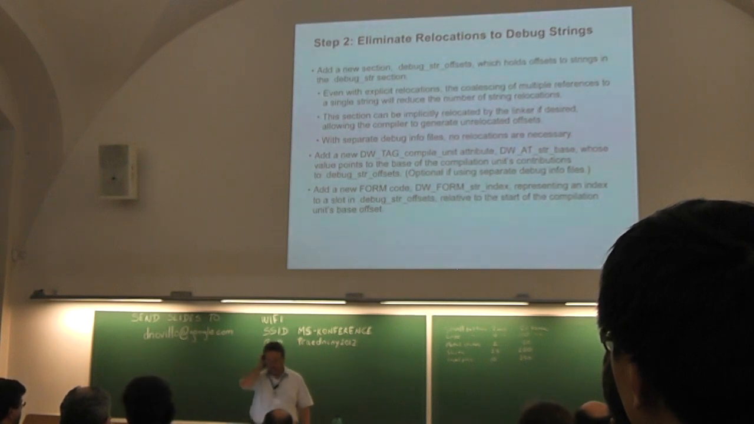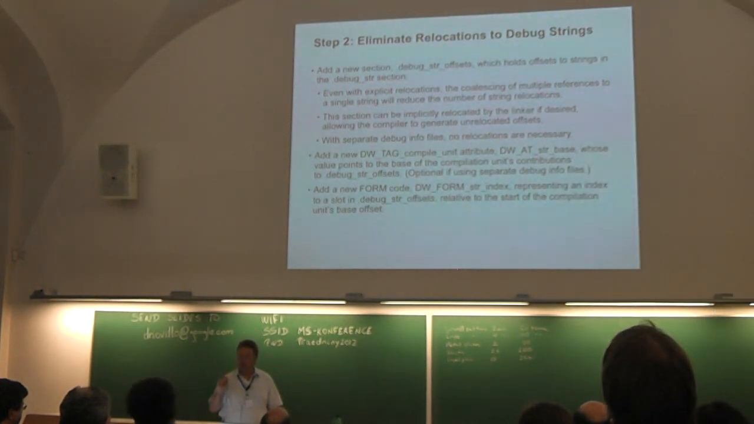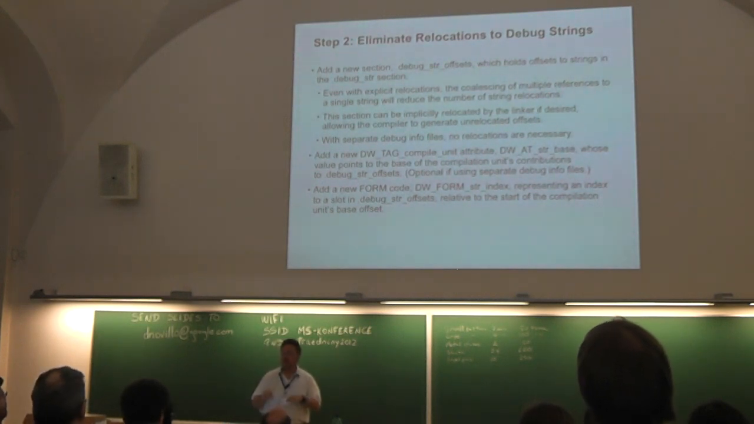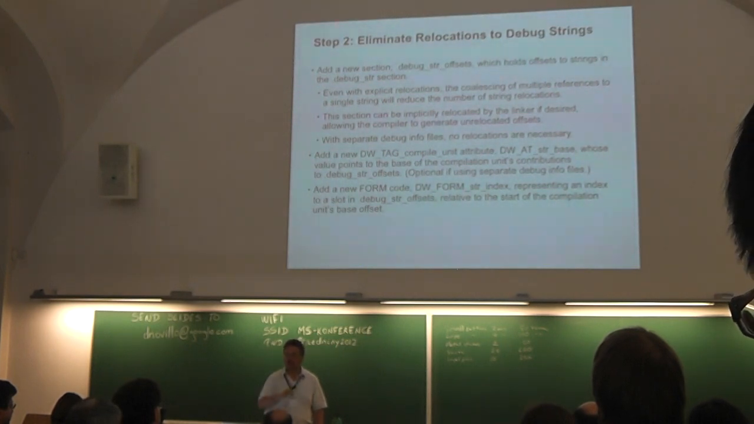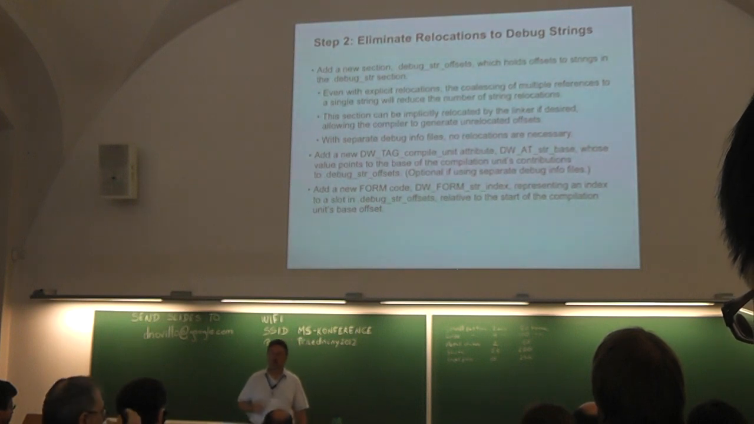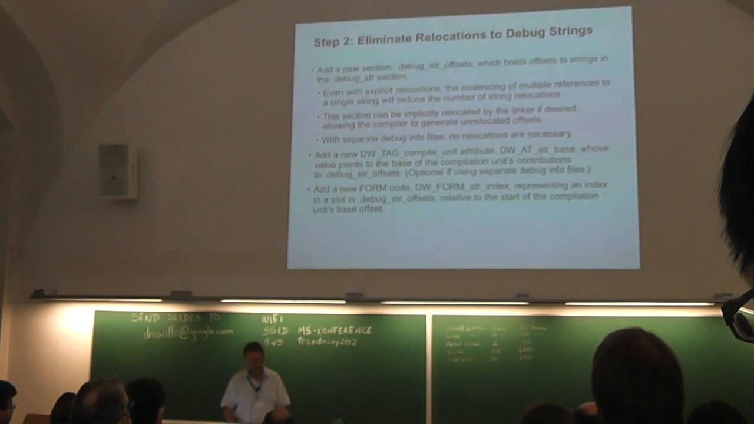So to do that, we have a new attribute in the compile unit DIE, DW_AT_str_base. If we separate the debug info, we don't actually need this. But if we leave the relocations of the string offsets in the .o files, we need a str_base, which basically says where the beginning of that compilation unit's contributions to the string offsets table are. And once you've got that address, that's one relocation. Once you've got that, all the other slot indexes of the debug info can just go relative to that. And so we've eliminated all but just one relocation.